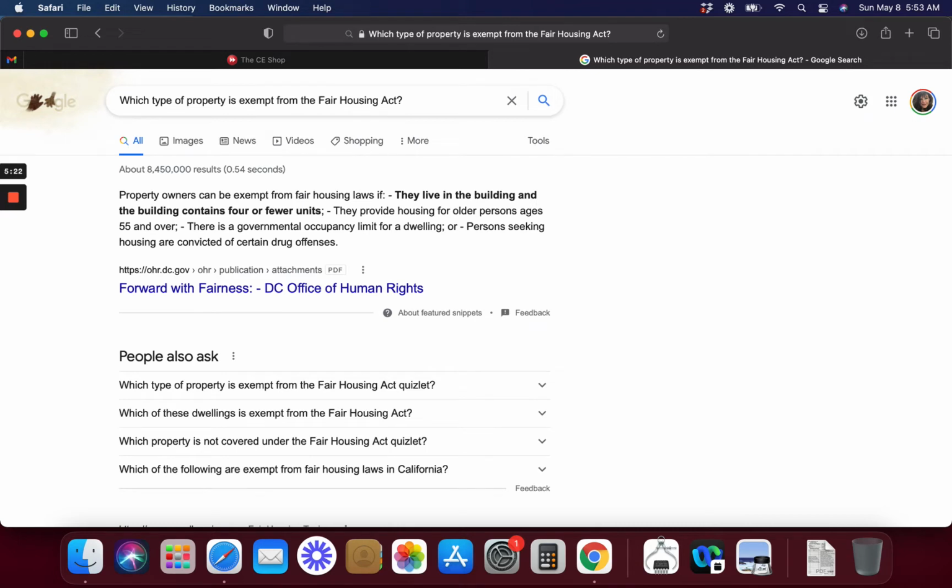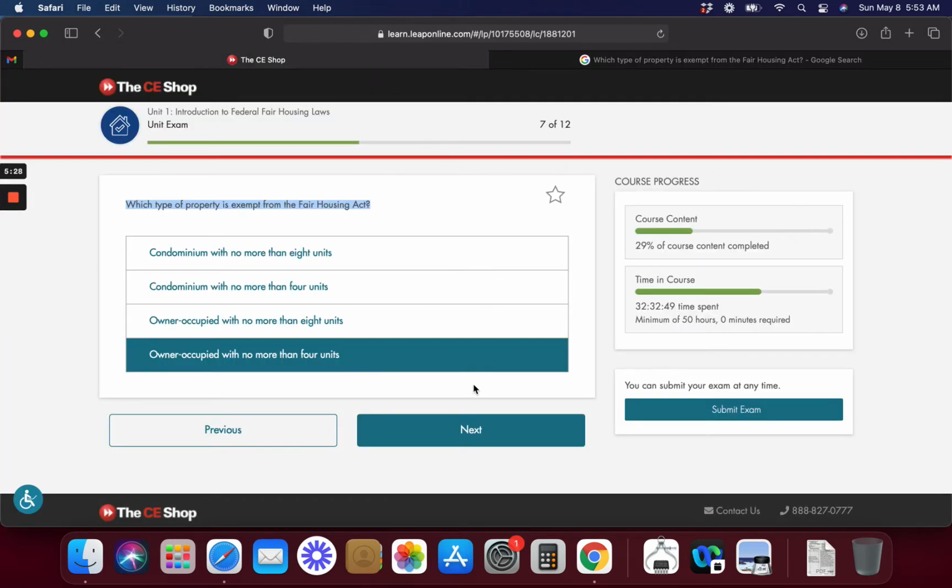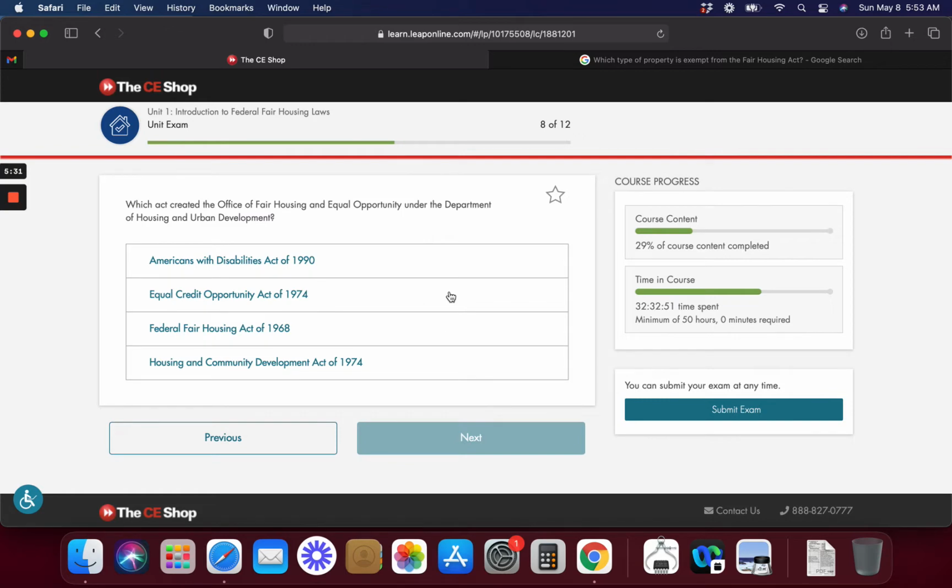Property owners that live in a building contains 4 or fewer units. So I think that would be correct.